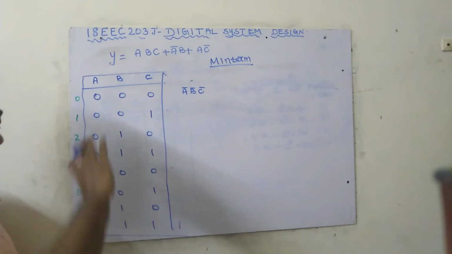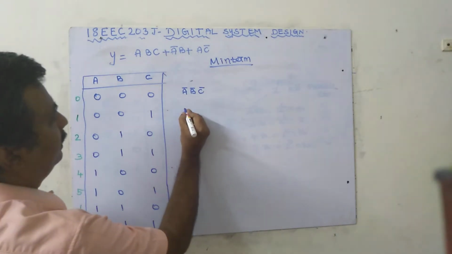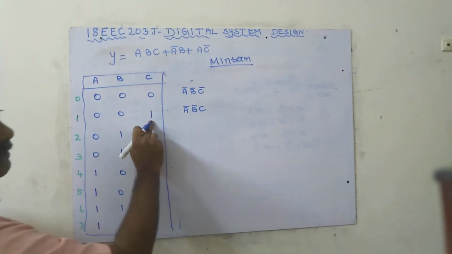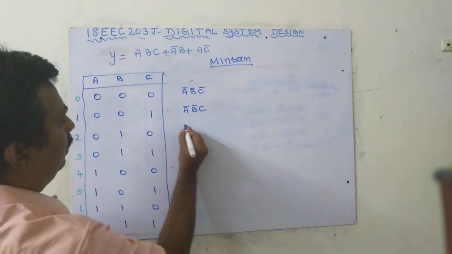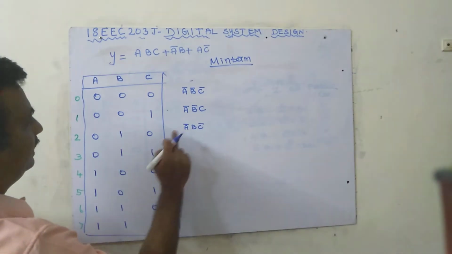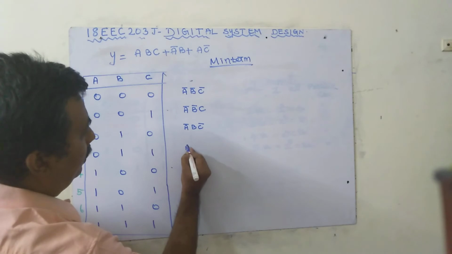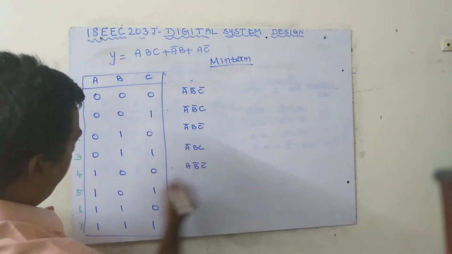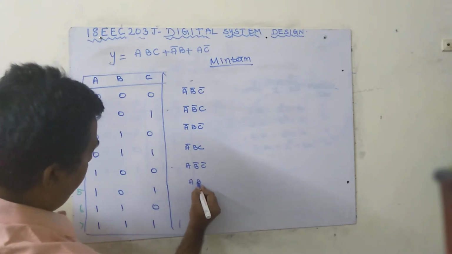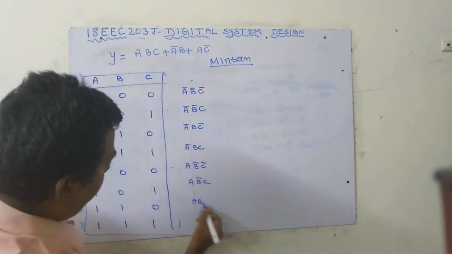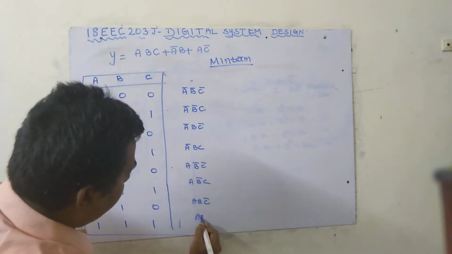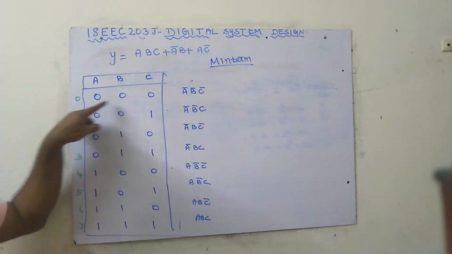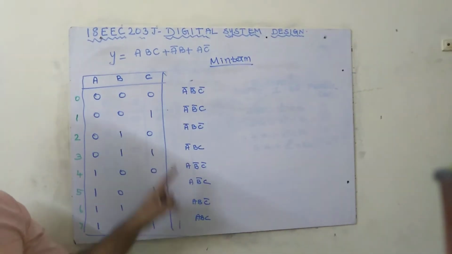Max term means we have to add, that we will see later. Similarly, this one is A bar, B bar, C, because C is 1. Here A bar, B, C bar. Min term for 3 is A bar, B, C. Min term for 4 is A, B bar, C bar. Min term for 5 is A, B bar, C; then A, B, C bar; and this is A, B, C. This is the min term for every combination.